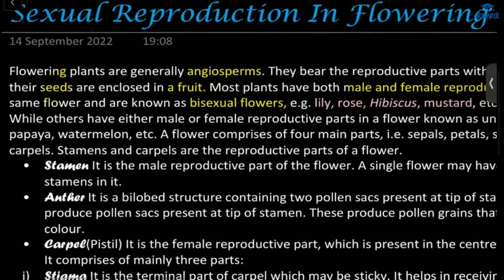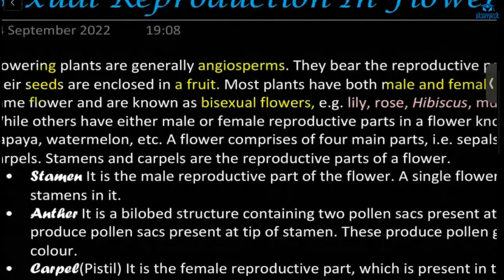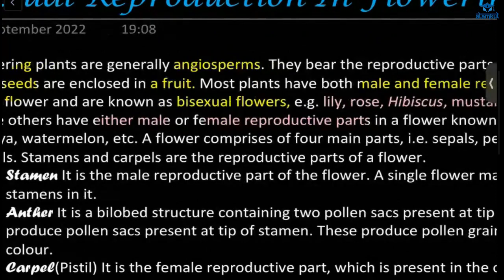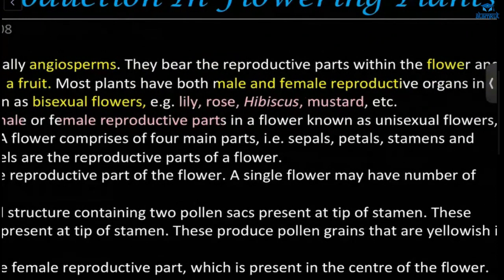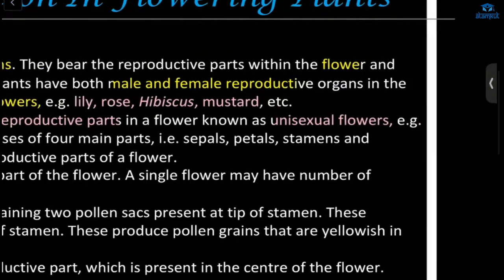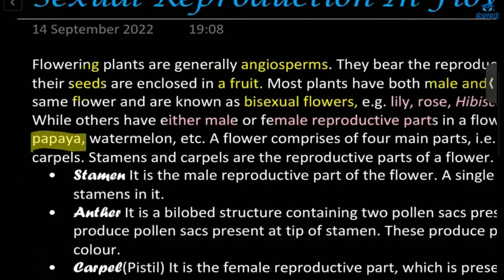Sometimes the flower may have only a single one, either a male reproductive part or a female reproductive part. Those flowers are known as unisexual flowers. Here we have the examples, papaya, watermelon.